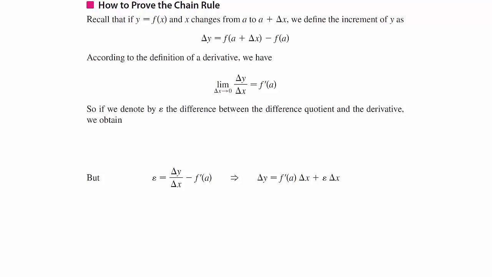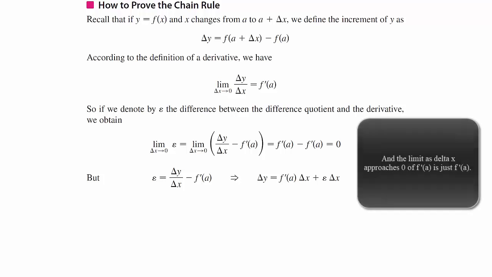Let's talk about what is going to happen to epsilon when we let delta x approach 0. That is, what's going to happen when we finally do let the little car start driving. If we let delta x approach 0, we actually already talked about that earlier. If we take the limit of both sides, we get the limit as delta x approaches 0 of epsilon is equal to the limit as delta x approaches 0 of delta y over delta x minus f prime of a, which turns out to just be f prime of a minus f prime of a, because the limit as delta x approaches 0 of delta y over delta x is just the derivative.